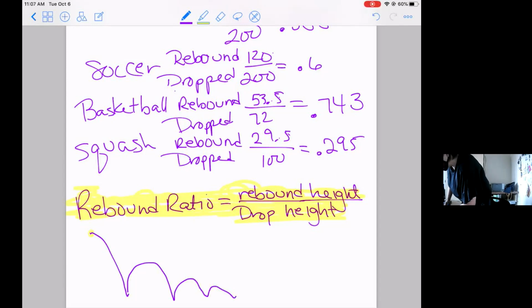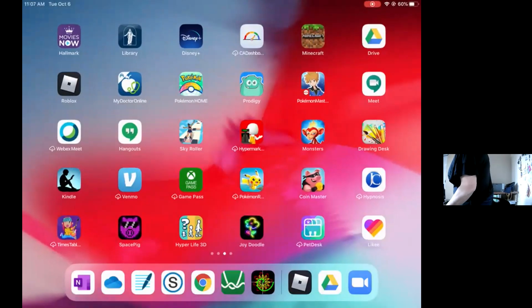If I told you that its rebound ratio, its RR, is 0.5, is it the same all the way across? Yes or no? No? Thinking. I've got somebody thinking. Well, let's check it. This is where I'm not sure it's going to work. All right.